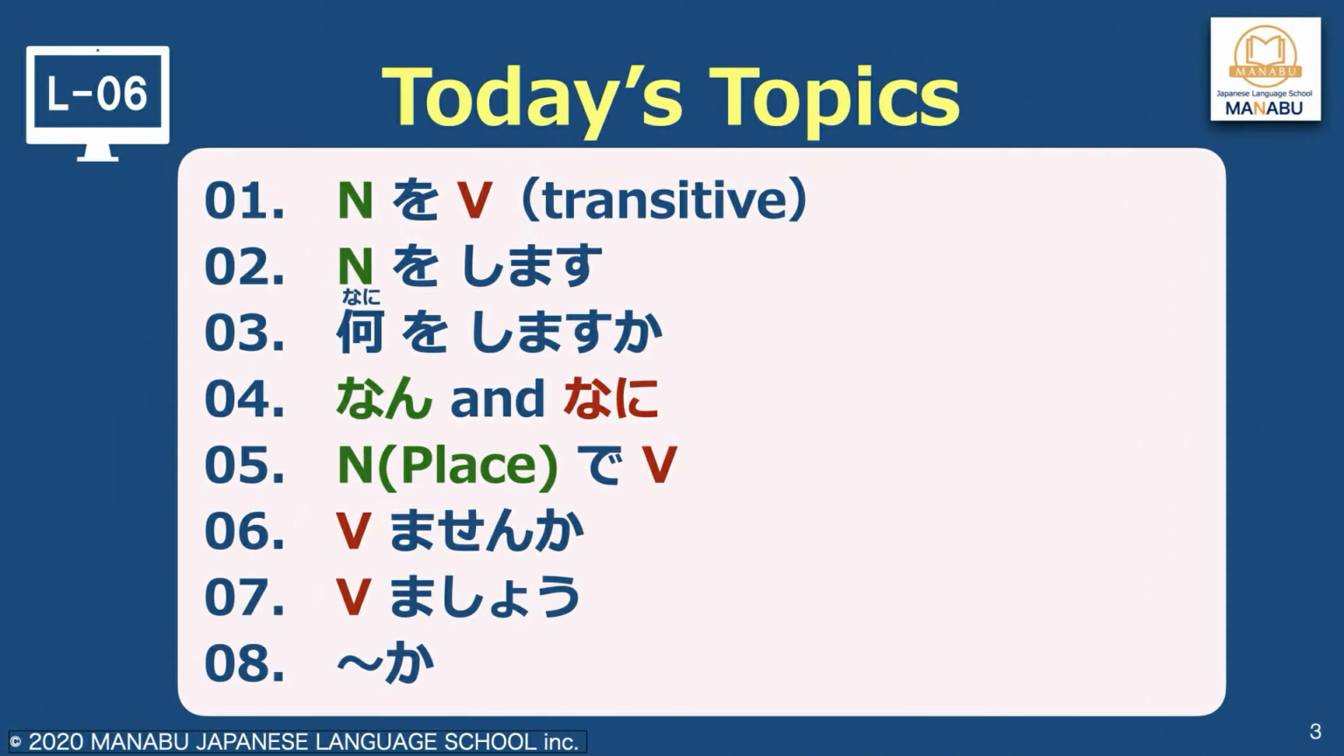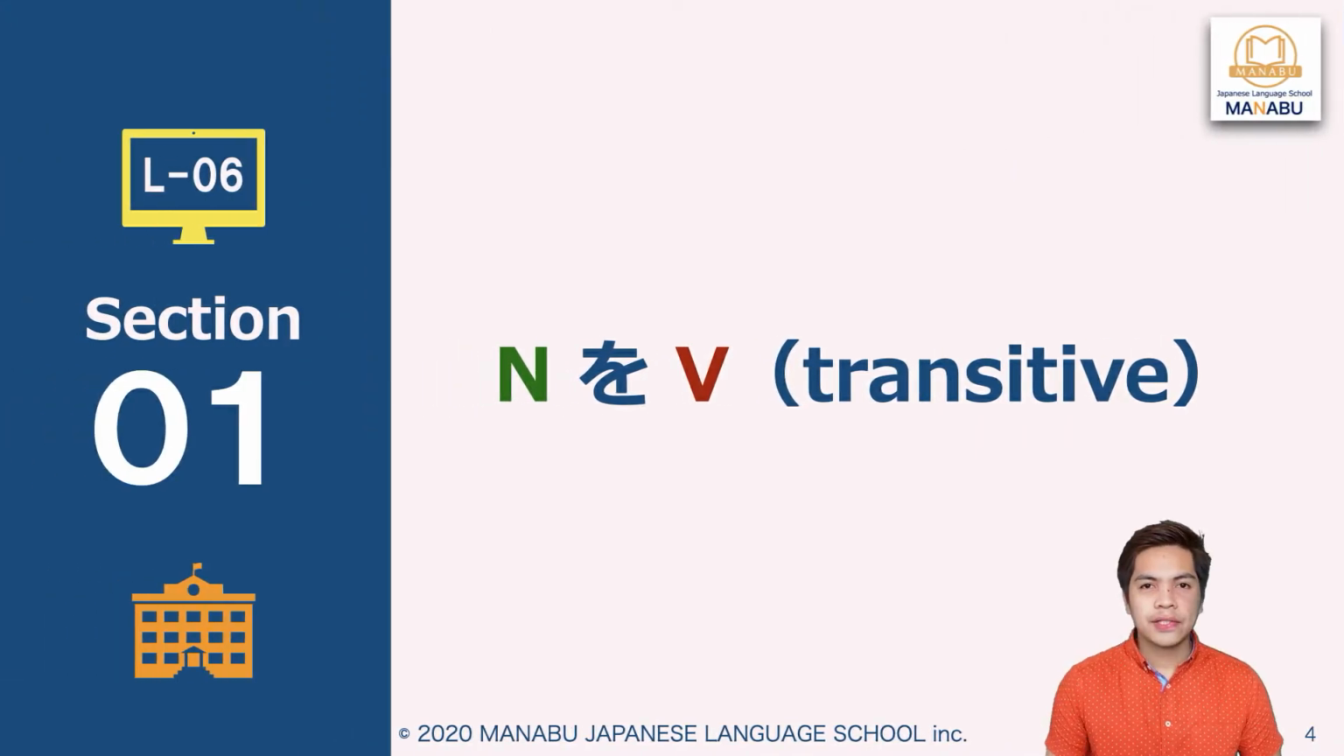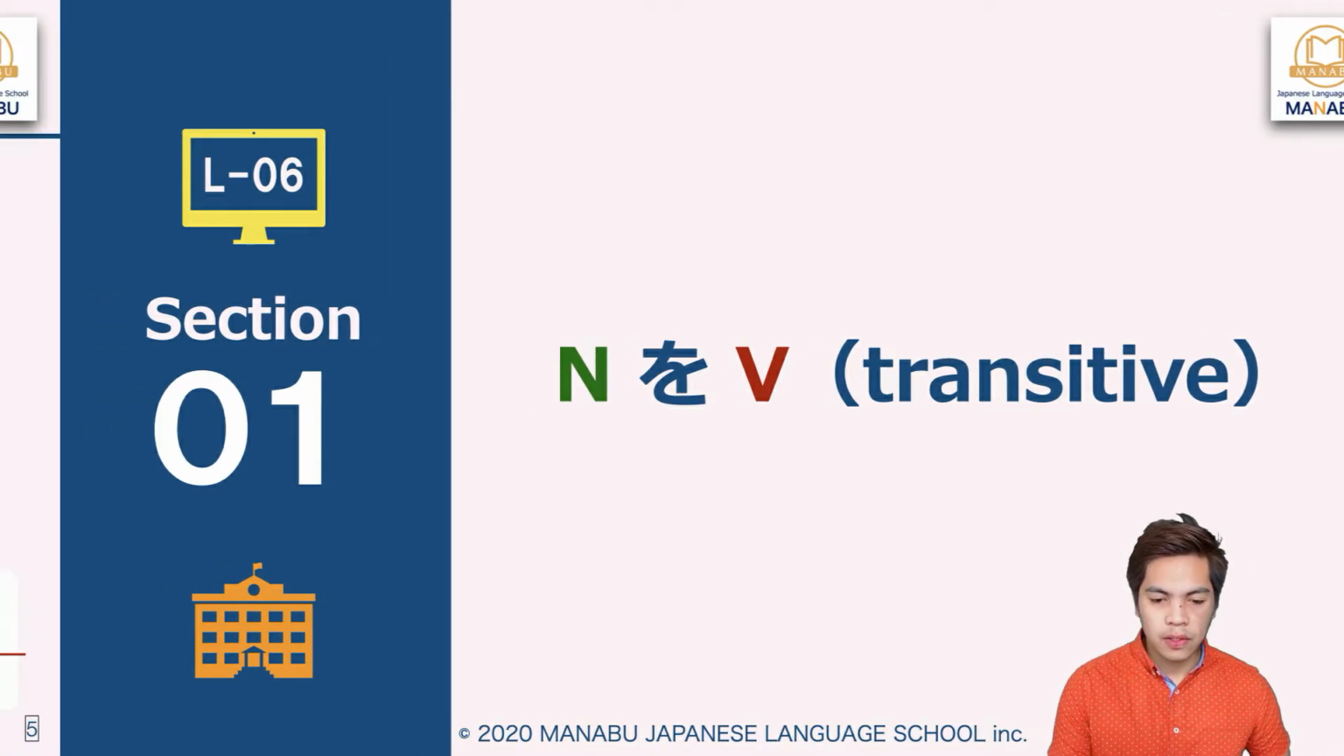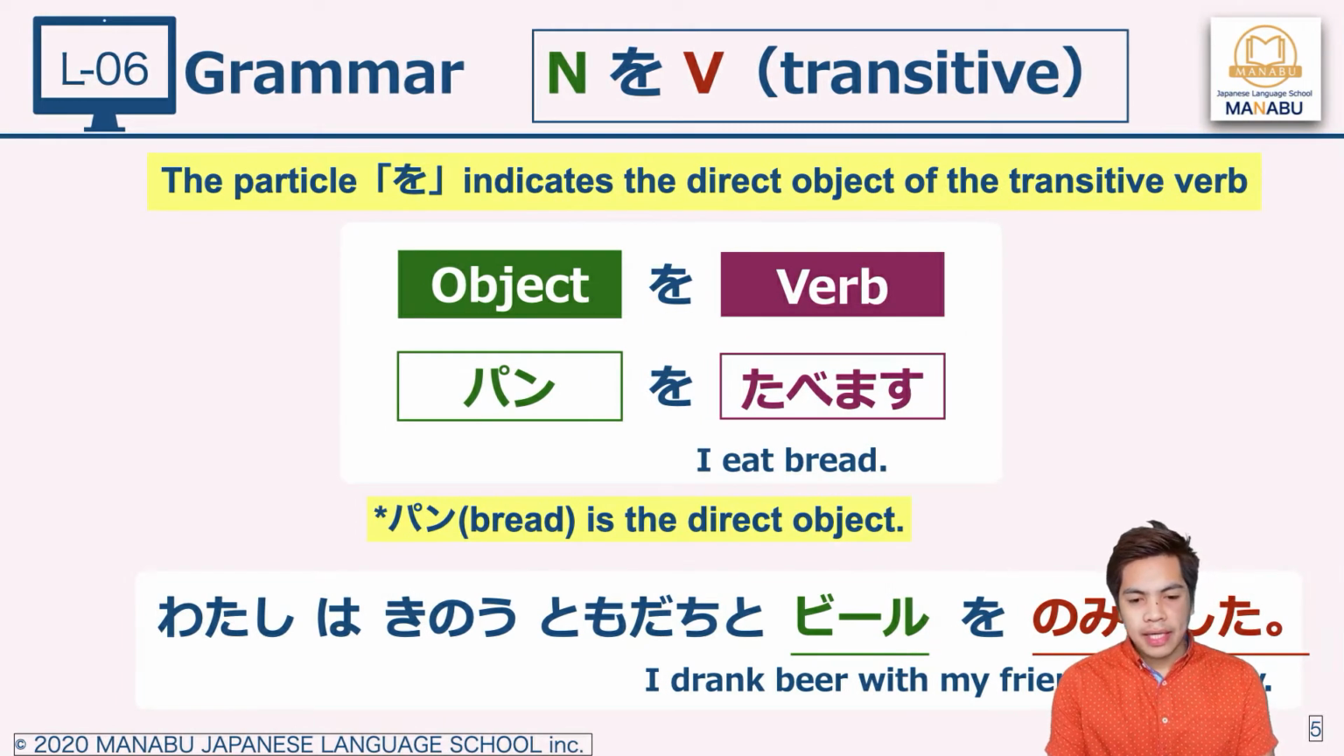So, for today's topics, we will learn transitive verbs. Our first grammar point is noun o verb, the transitive verb. Today, we will learn again the other use of the particle o. So, the particle o indicates the direct object of the transitive verb. So the pattern is object o verb. So the noun will be the object of the verb. And the particle o will indicate that this is the object of the transitive verb.